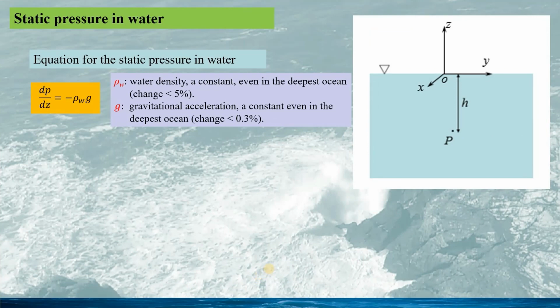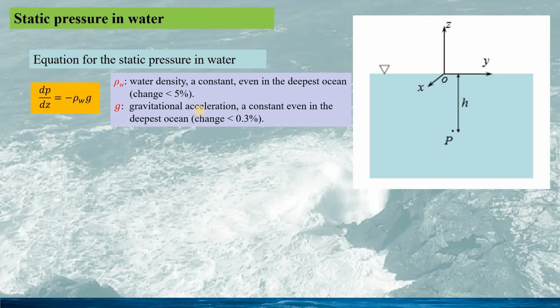In the next few slides, the fluid property, pressure, will be examined for the most conventional fluids, water and air. The first example is the static pressure in water. From the Navier-Stokes equation, we can deduce the equation for the static pressure in water is given as this. Here, rho W and g are the water density and the gravitational acceleration respectively.